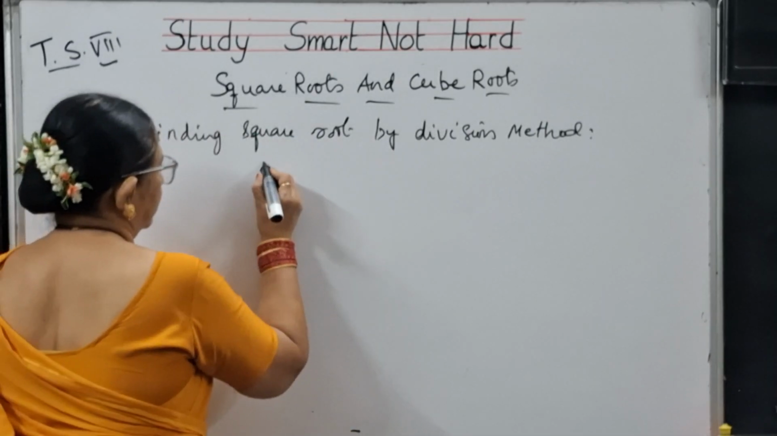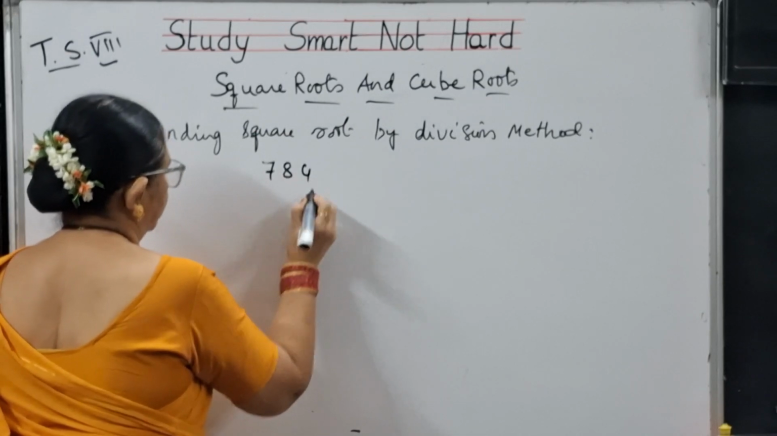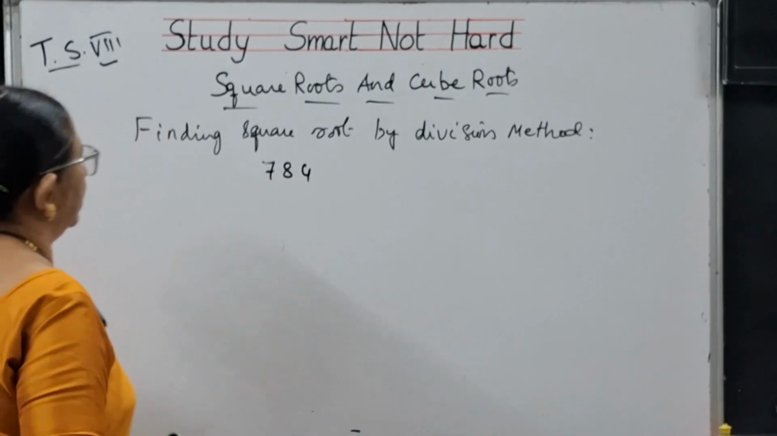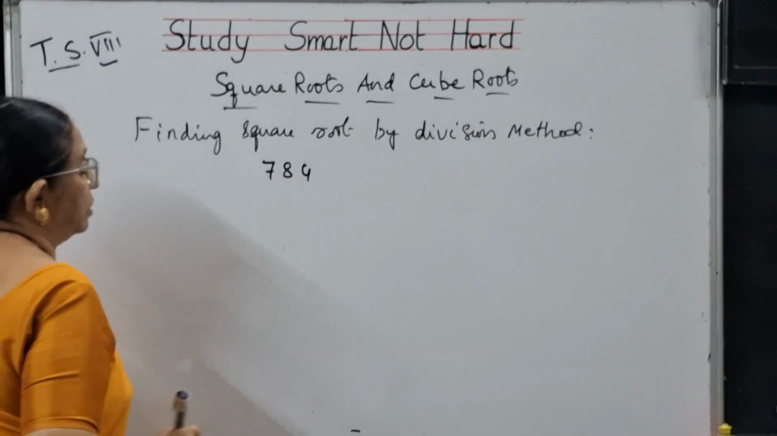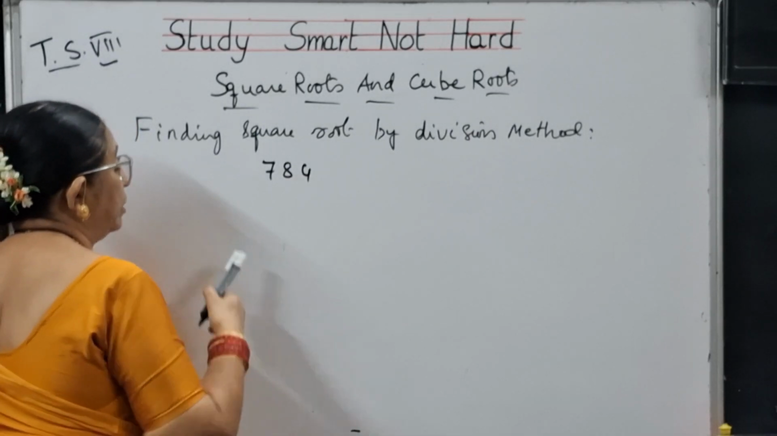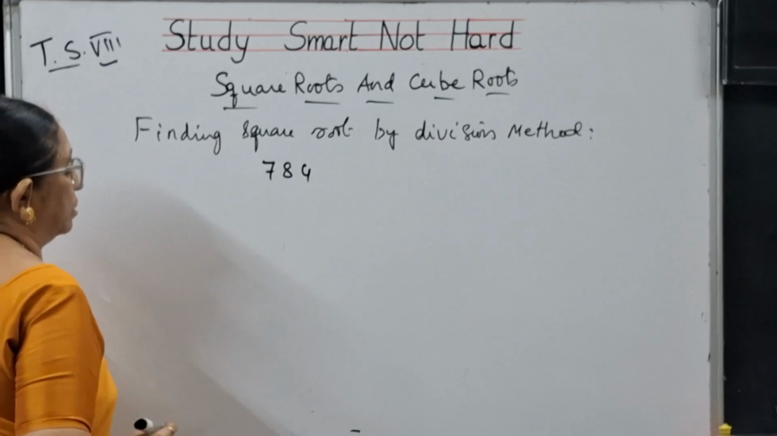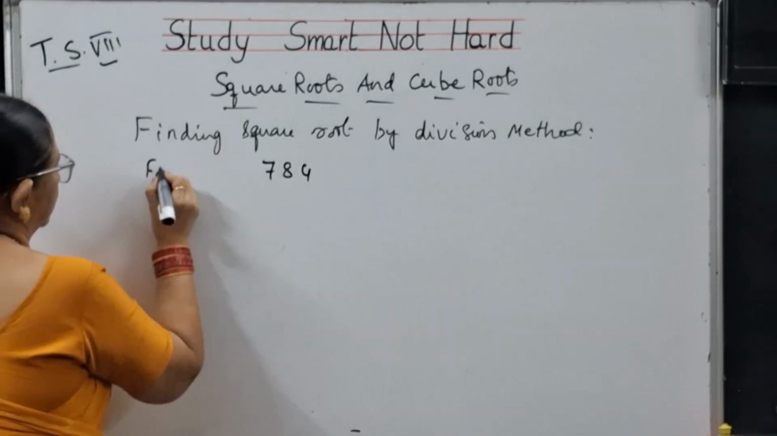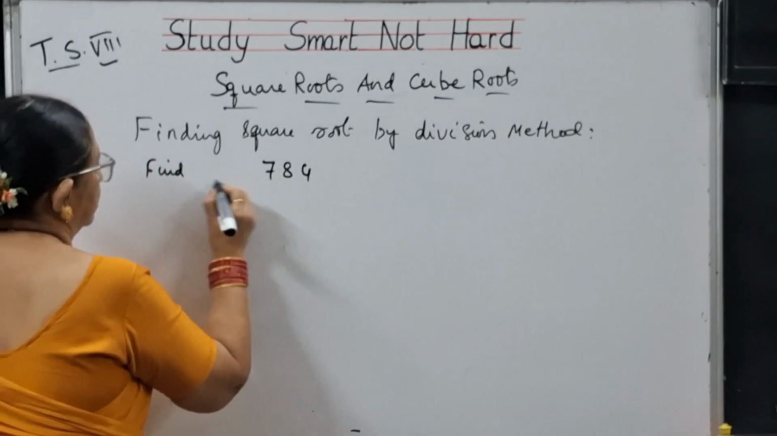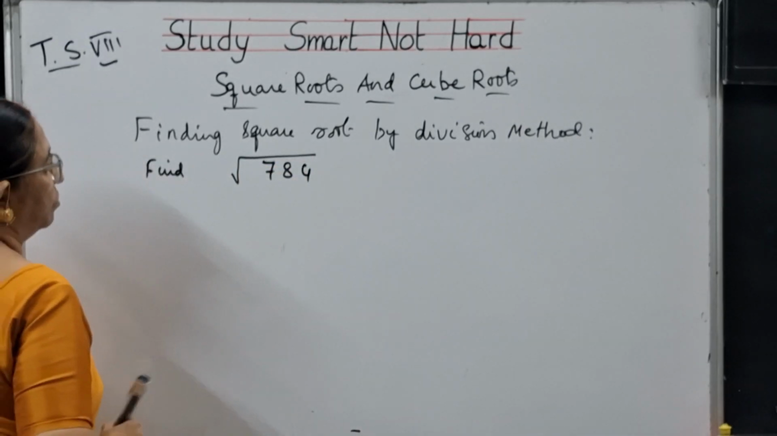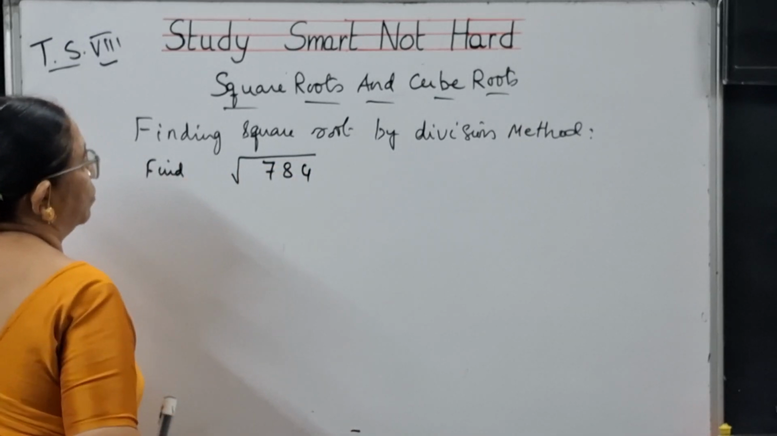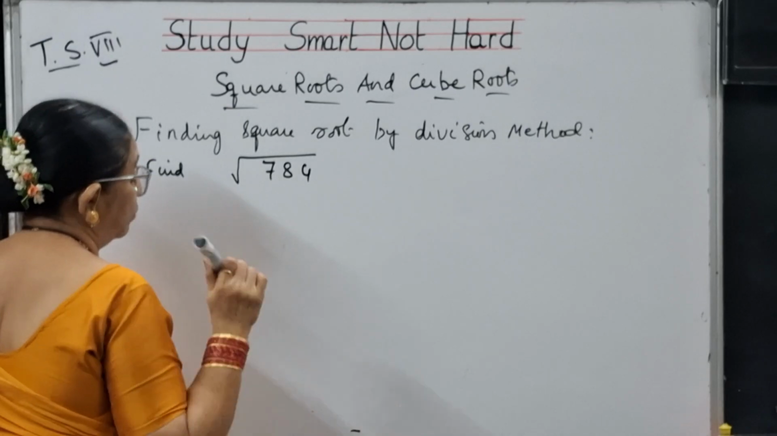They have given a number 784. Now this 784, you need to find out square root by using division method. So the question you can write that: find the square root of 785, sorry, 784.